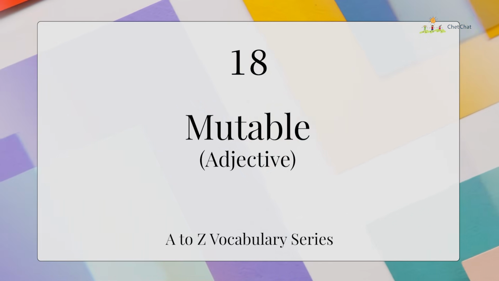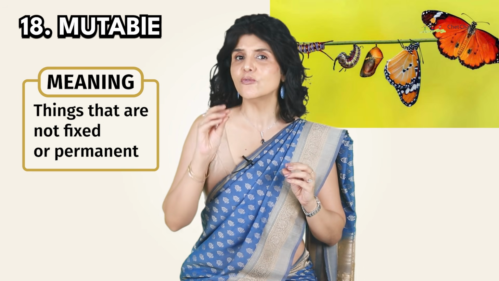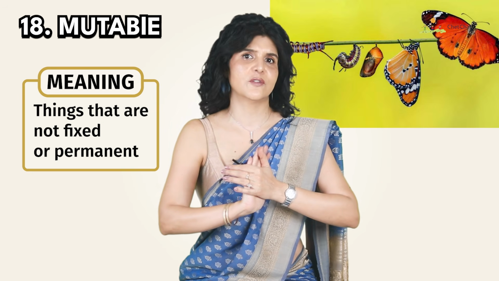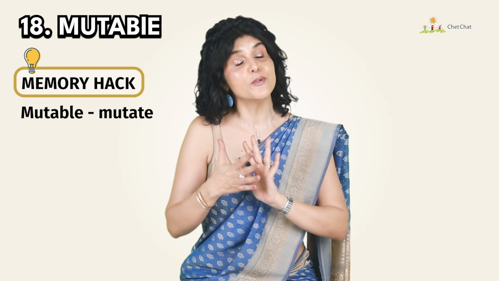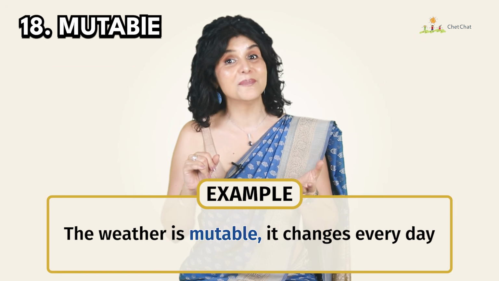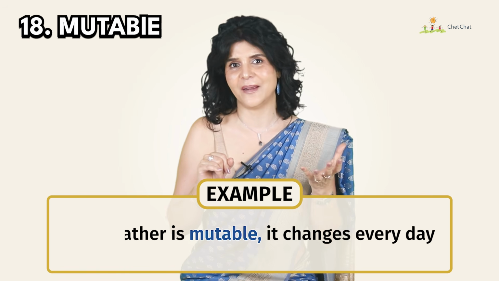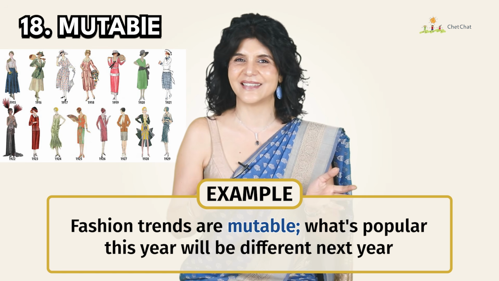The next word is mutable. If something is mutable, it is able to change or likely to change. The opposite is immutable, unchanging. Now, mutable describes things that are not fixed or permanent. Like a memory hack, mutable comes from the word mutate. Mutate simply means to change. So mutable means able to mutate, able to change into something new. The weather is mutable, it changes every day. Fashion trends are mutable. What's popular this year will be different next year.